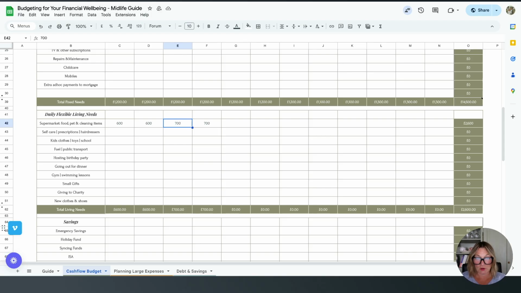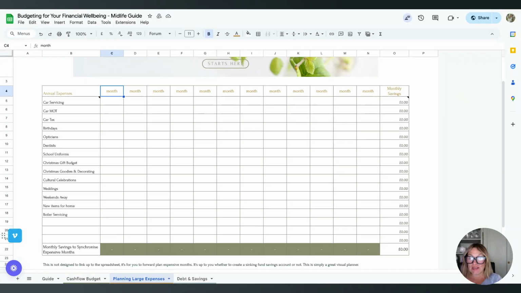Okay, I hope that's been quite clear for you for how to best utilise your cash flow budget page. So let's take a couple of minutes now just to go through the slightly less intense planning large expenses tab. So this is purely for your planning purposes. This does not correspond or talk to the cash flow budget, okay? This is like a separate tab just with like a clean slate for your planning.